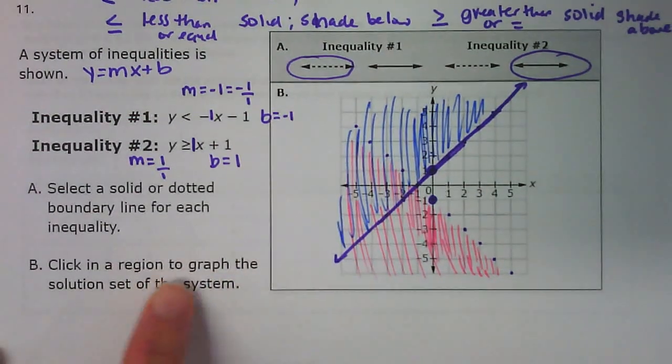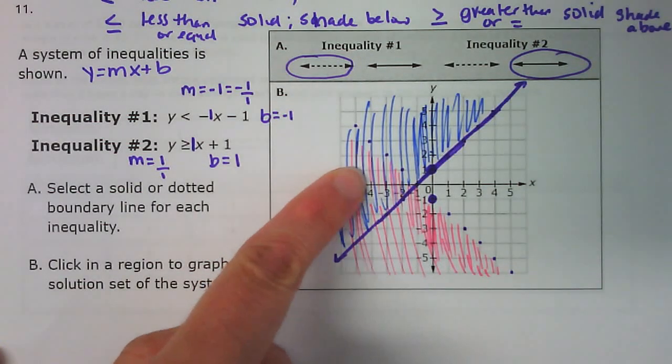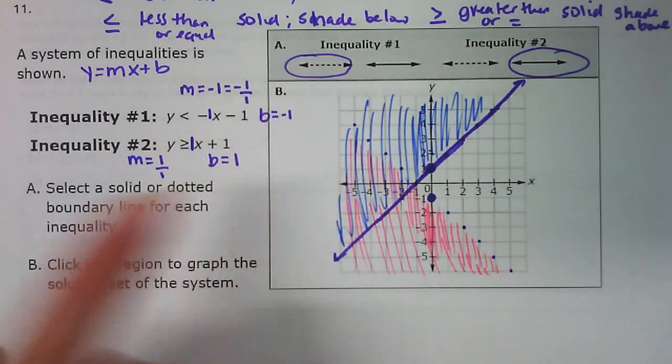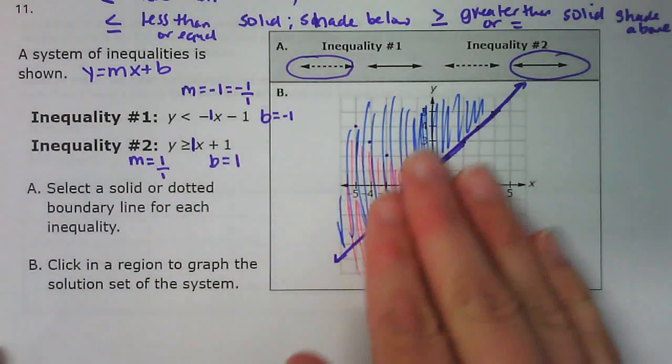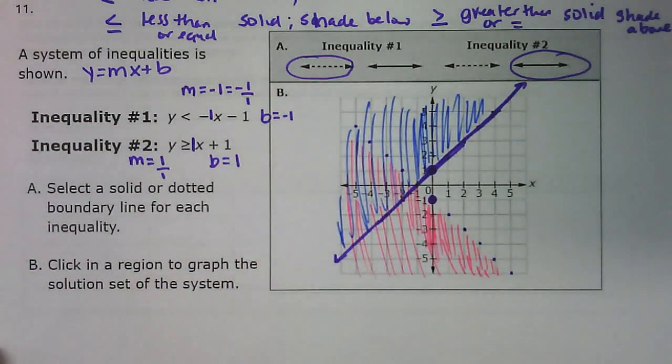I want to click the region that is the solution set. The solution set to this system is where there's both colors. So on your computer, you would click this region. All you do is click anywhere inside this area and it'll apply the shading for you. Okay, so that's why you work this out on your graph paper and then you put your final answer into the computer.